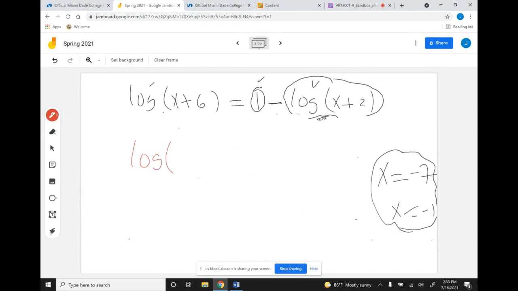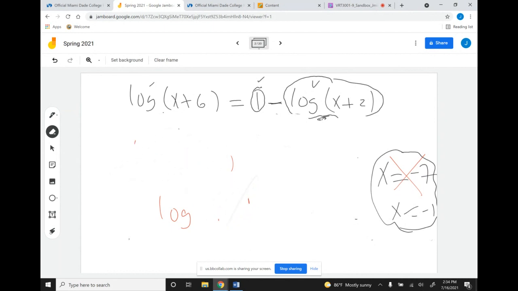So log of -7 plus 6 will be equal to log of -1. At this very moment, stop and throw this answer away. It's not going to work. In fact, you can check this in your calculator and you will see that if you put log of -1, the calculator will say undefined. Okay, it doesn't exist. All right, so let's do the same for -1.